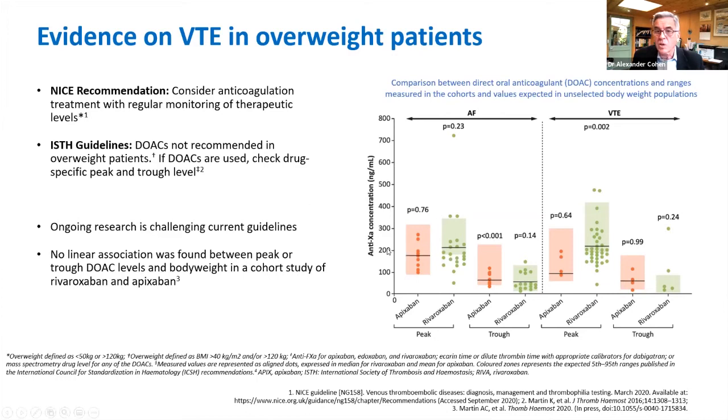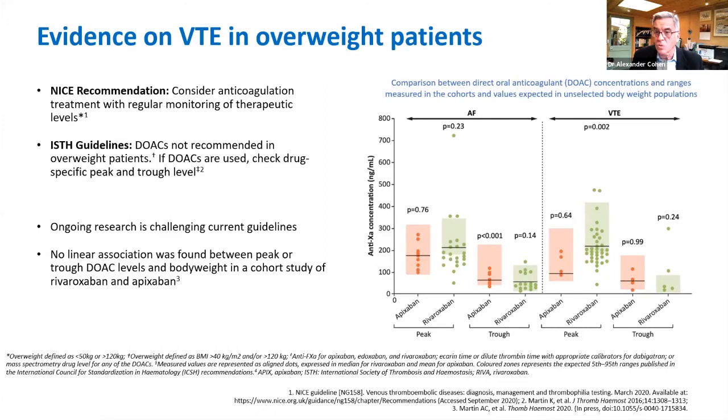And we looked at this, and we looked at patients with atrial fibrillation and venous thromboembolism. We looked at the peaks and troughs for Apixaban and rivaroxaban, and we found a number of things. We found, first of all, that just about all patients had trough levels within the expected range.